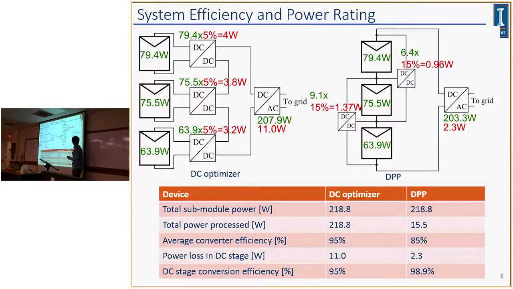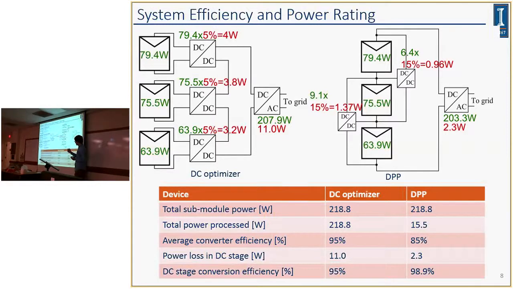But if we process the same irradiance condition with differential power processing, because each converter is actually processing the differential power, which is relatively small, even if we assume a much less efficient converter, which is 85% in this case, we are still getting a much smaller power loss in the end.